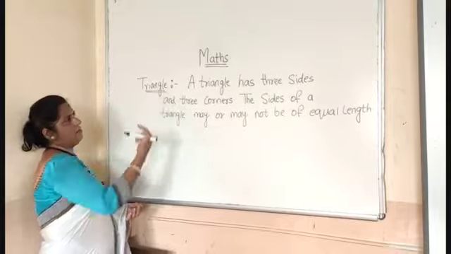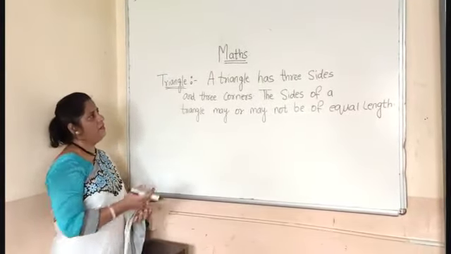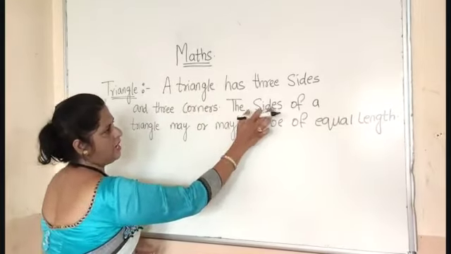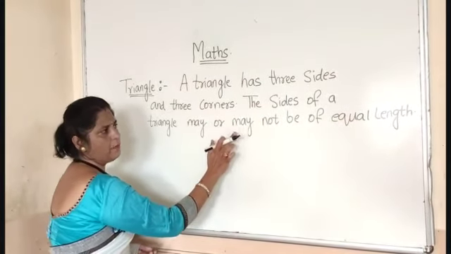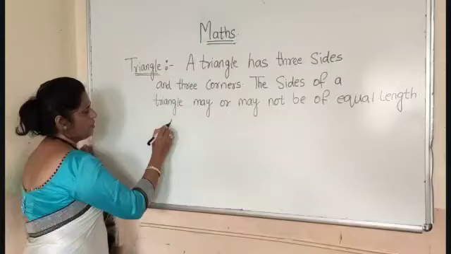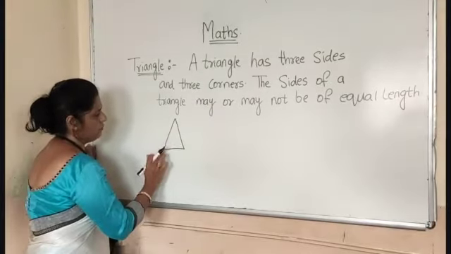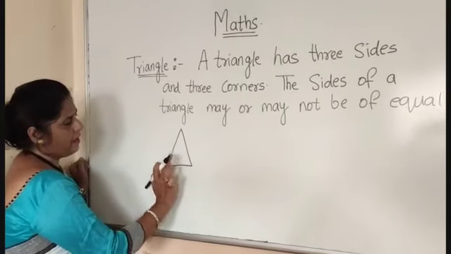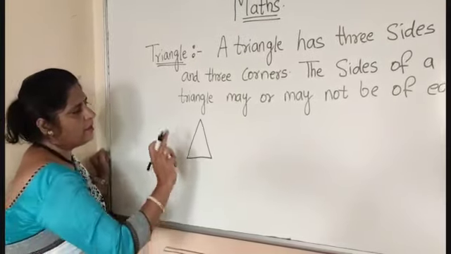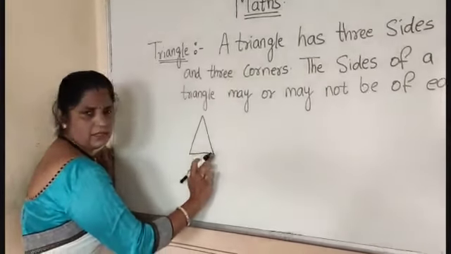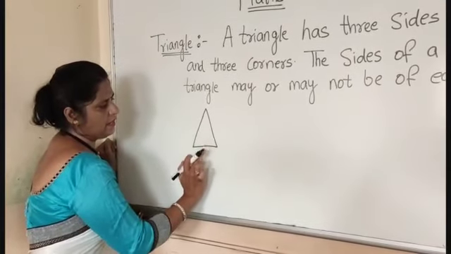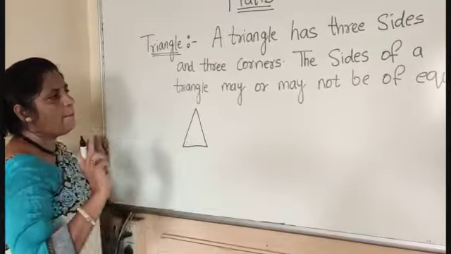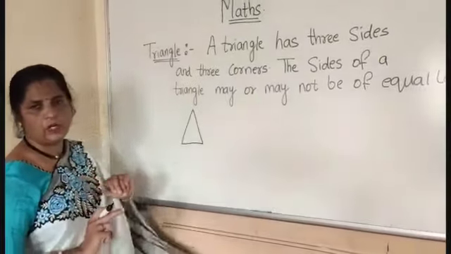Let's move to triangle. Now students, what is triangle? A triangle has three sides and three corners. The sides of a triangle may or may not be of equal length. See students, triangle. Okay, a triangle has three sides. 1, 2, 3. Triangle has three sides and three corners. The sides of the triangle may or may not be of equal length.